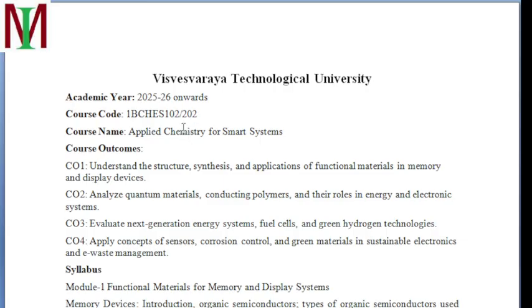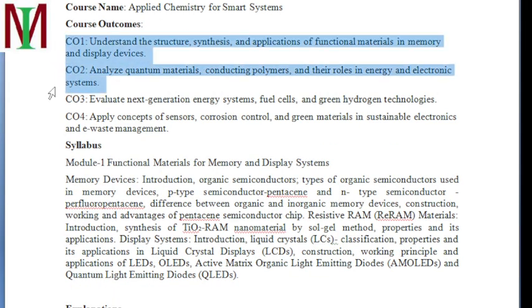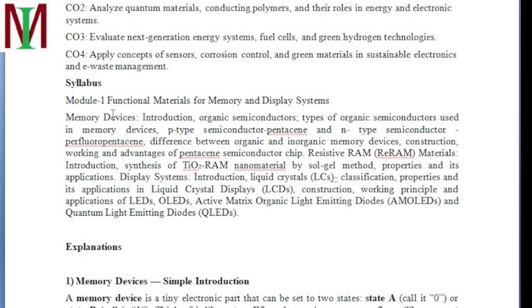Okay, now the course outcome of this particular Applied Chemistry for Smart Systems is given here. Very nicely framed course outcome. I am on to module 1. The syllabus of module 1 is given here. You can read it. Now I am touching on some of the topics in this particular class video. The remaining I will cover in the next videos.